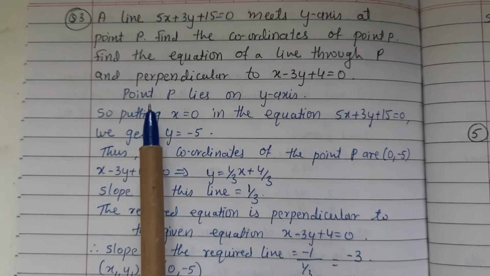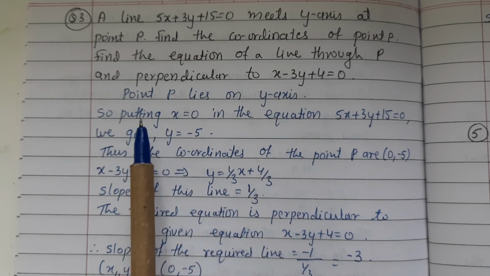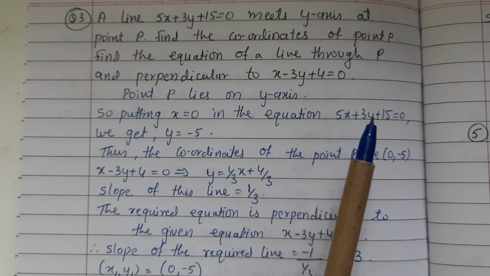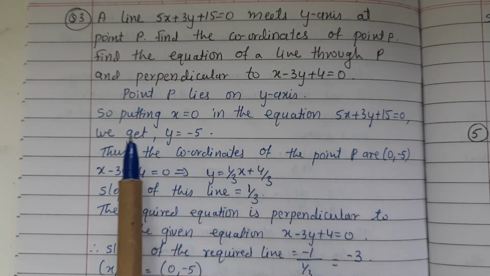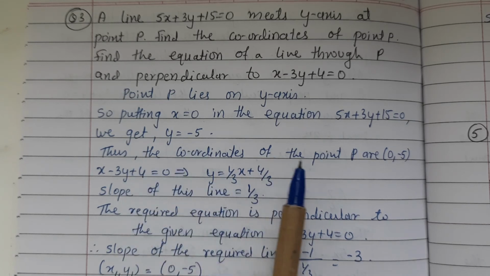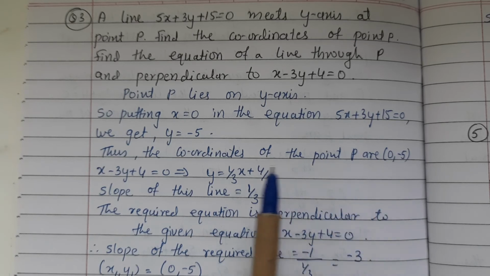Point P lies on the y-axis. Putting x = 0 in the equation 5x + 3y + 15 = 0, we get y = -5. Thus, the coordinates of point P are (0, -5).